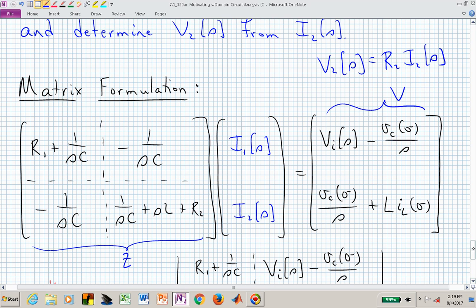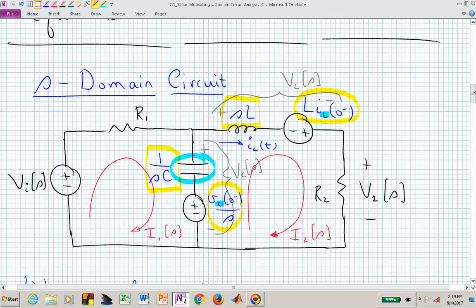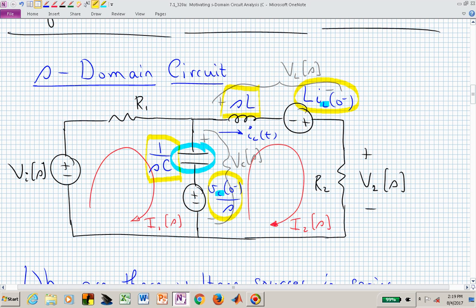In the first row of this matrix expression, this first row should be what we would see if we walked around the first mesh. And in this case, the way to write it by inspection, let me go ahead and get rid of some of the highlighting that I've introduced earlier. Now let's say that we're going through and writing our equation here.